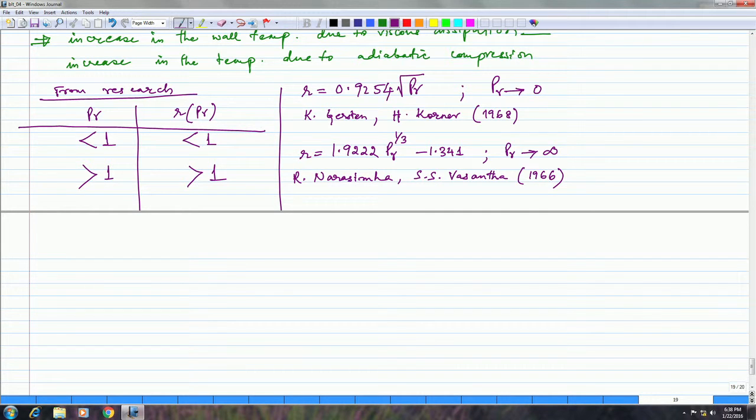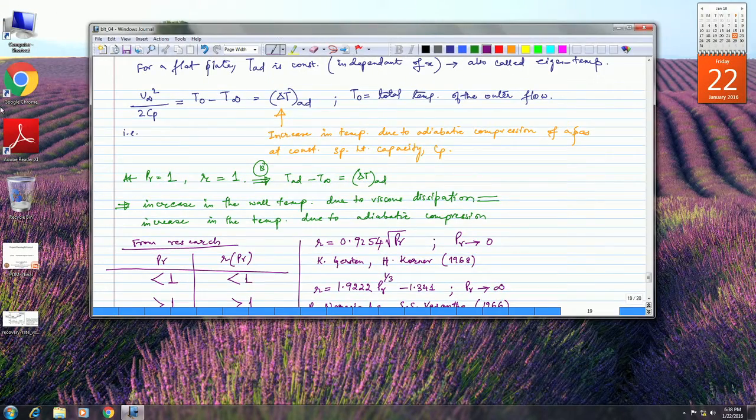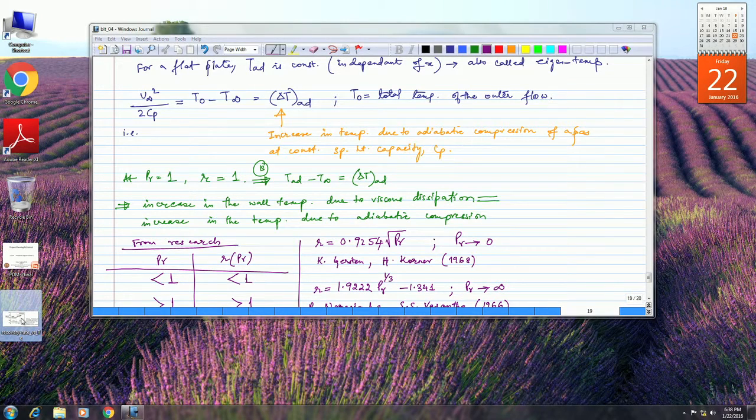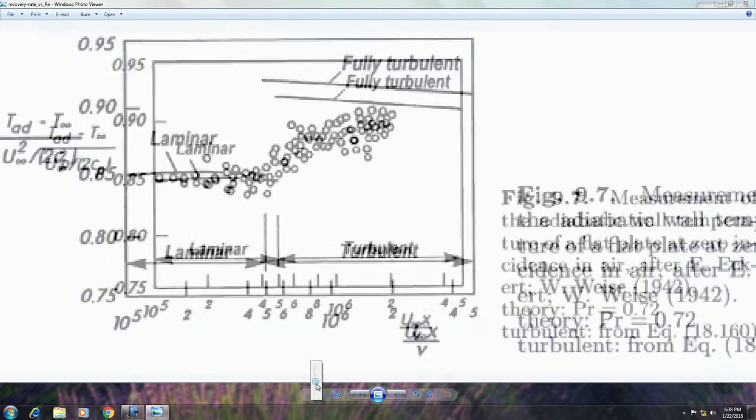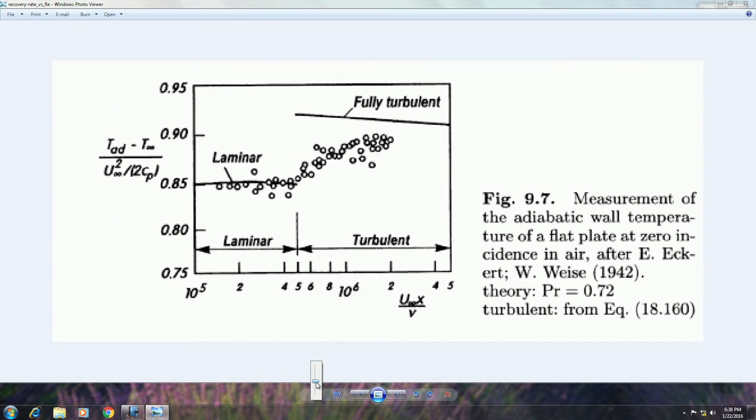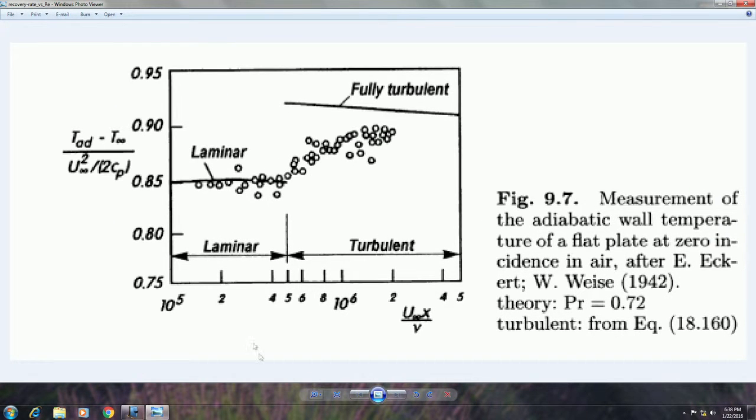Now what I'm going to do is look at a plot. You can pull up the actual reference and look at that; I've got this from Schlichting's book. So let us look at this.